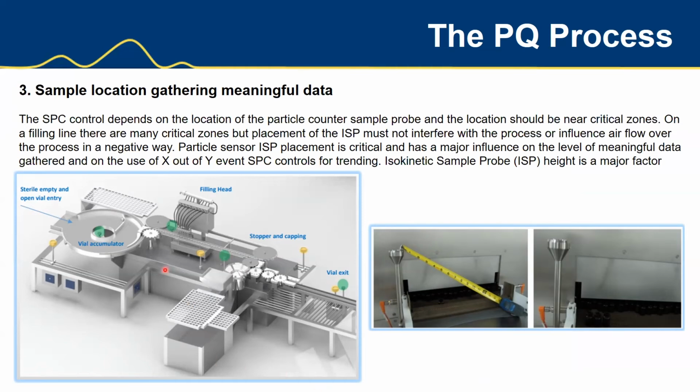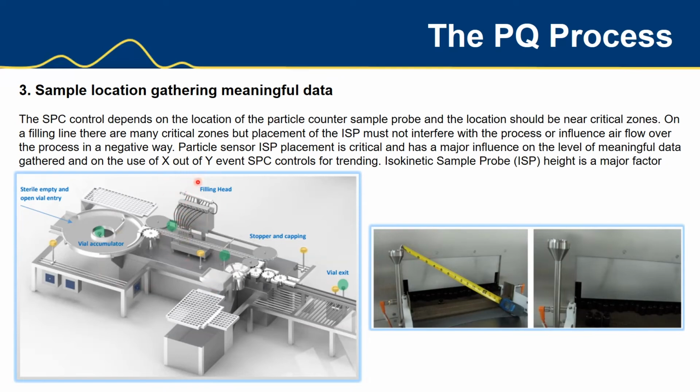The statistical process control depends on the location of the particle counter probe, and the location should be near these critical zones. On a filling line, there are many critical zones, but placement of the isokinetic probe must not interfere with the process or influence airflow over the process in a negative way. Meaning that you don't want to have your probes above the fill head, shadowing the clean air coming down from the HEPA filters.